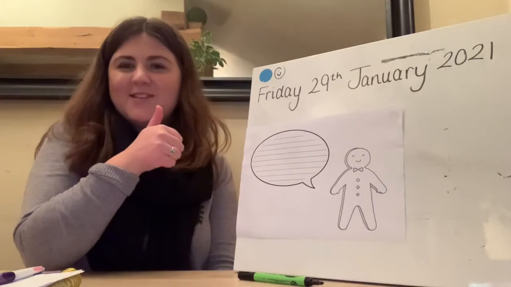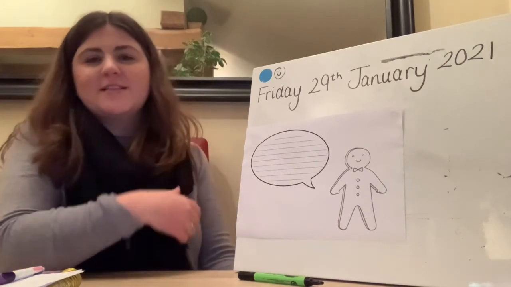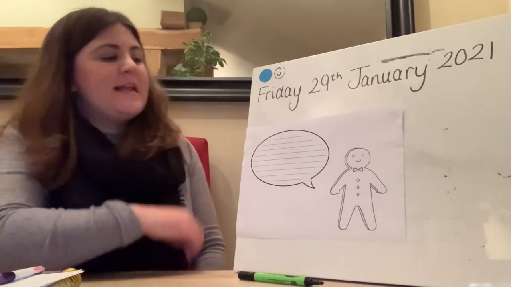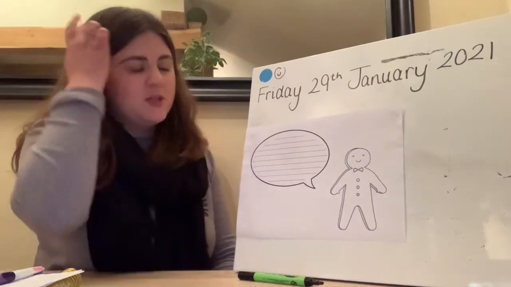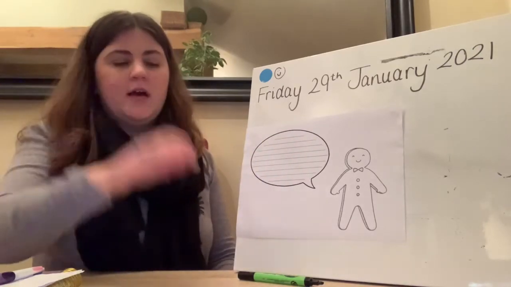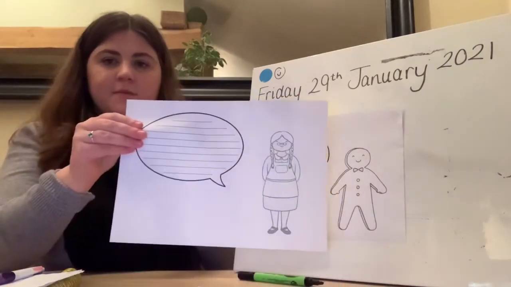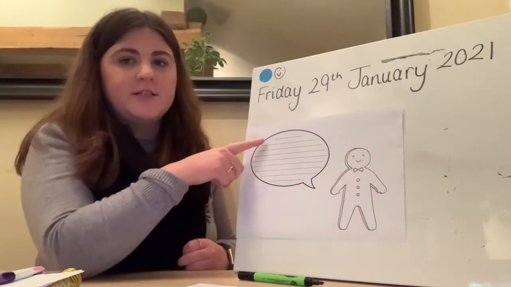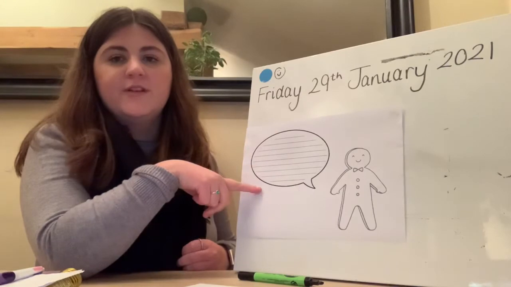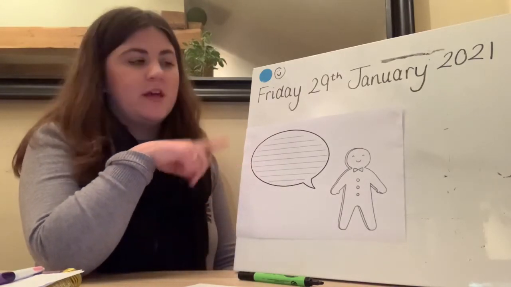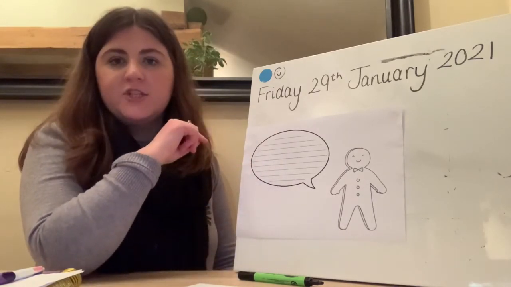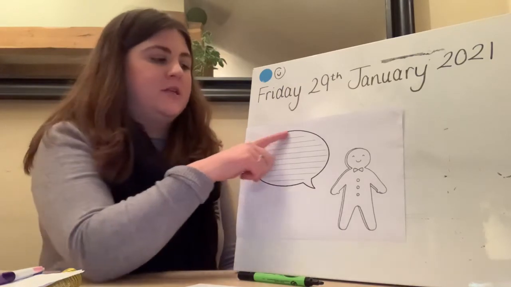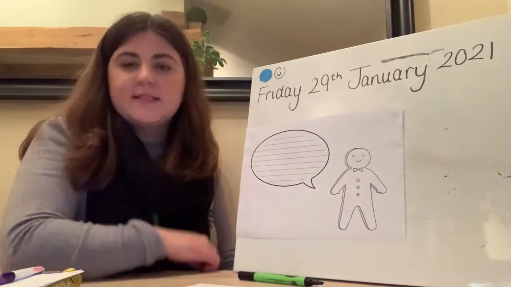Well done, year one. Super job practicing your question marks and exclamation marks. Now we are going to have a look at the speech bubble and what we might say for these 3 characters. Okay, now I know it looks like a lot of lines. Don't worry, you're not expected to fill in all of the lines. You can think of just one sentence for each character and think of what they might say.